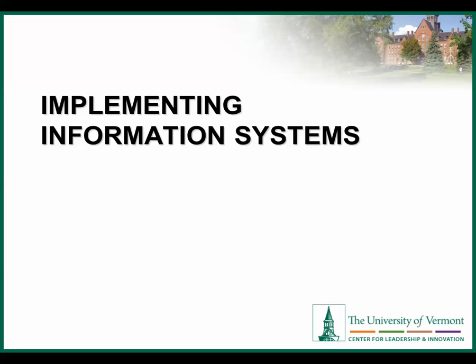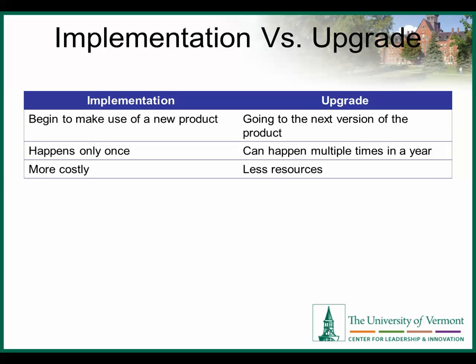So, the next thing I'm going to talk about is implementing information systems. So, I want to talk about implementation versus upgrades. So when you're implementing, you begin to make use of a new project. This only happens once. It's usually more costly because it's over a long period of time and it's a brand new system that you've never implemented before versus an upgrade where you're just going to the next version of that product. So you already own that product. This can happen multiple times a year, it can happen monthly, or it can happen yearly, and also you need a lot less resources for an upgrade.